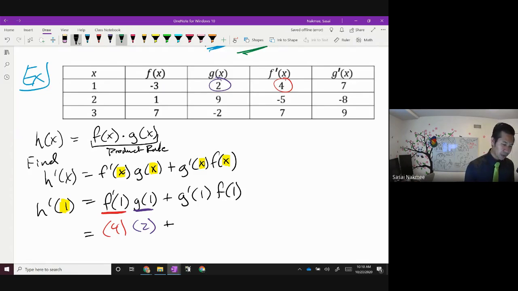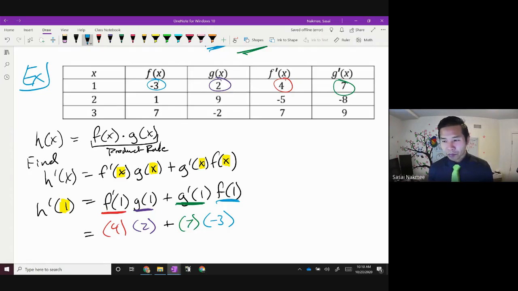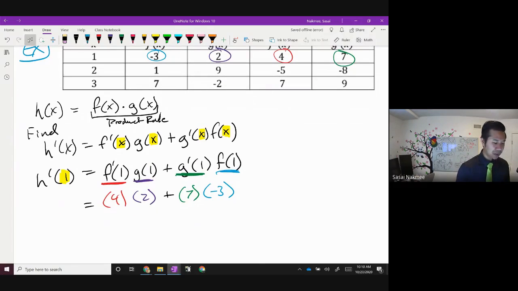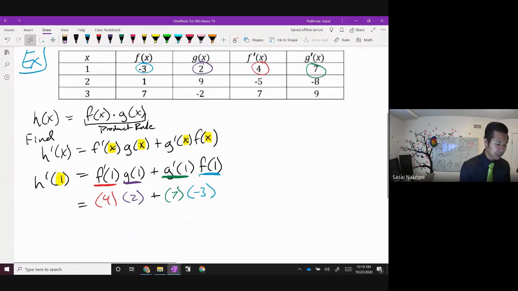Plus, let's go with green here. What's the derivative of g evaluated at 1? It's equal to 7. Okay, and last but not least, what is f of 1? Why, that's just that one right there, and that's going to be -3. So, what is the derivative of the h function evaluated at 1? I just do the math. 4 times 2 is 8, plus 7 times 3, which is -21, which is going to give me -13. That's my answer.